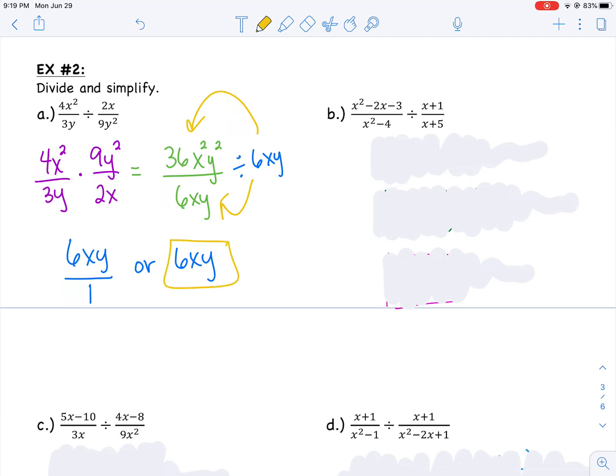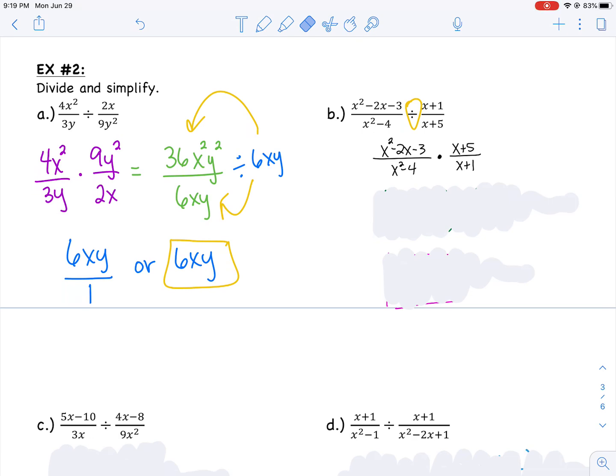Let's do another one. Look at B. B looks a little bit different because now I have a trinomial divided by a binomial, and then I have another rational expression with two binomials. But remember, dividing fractions is the same thing as multiplying by the reciprocal. So again, I can keep the first one, change to multiplication, and then flip the second one. And now I have multiplication.